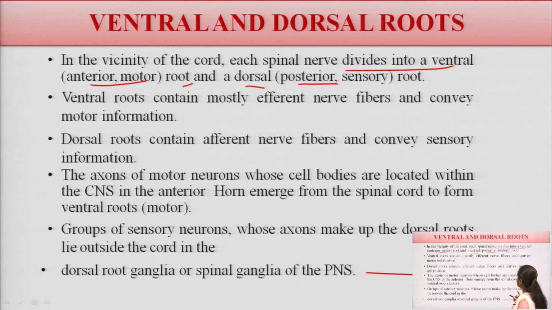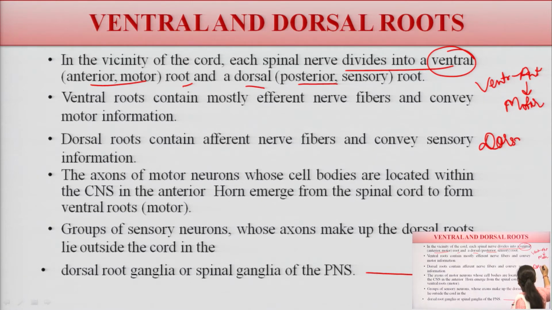Okay. So always remember, ventral is anterior and it's a motor, and the dorsal is posterior and it's always a sensory.